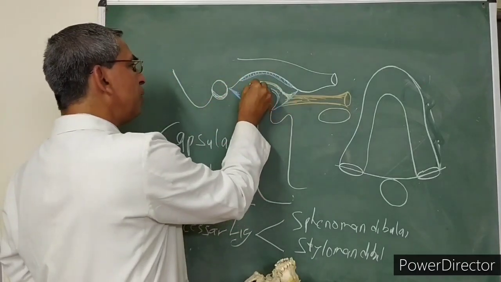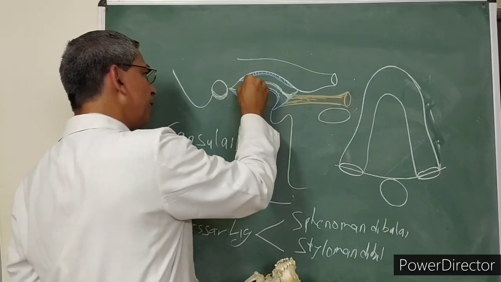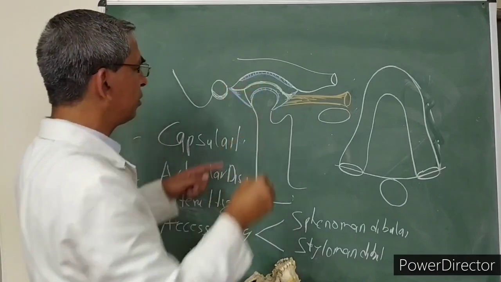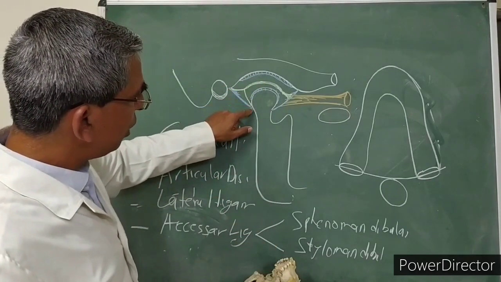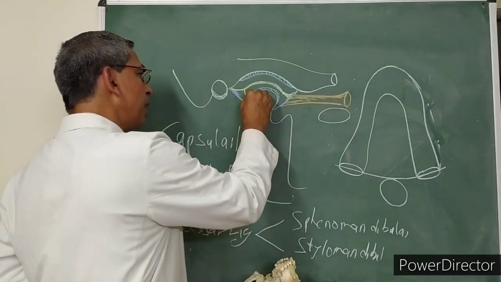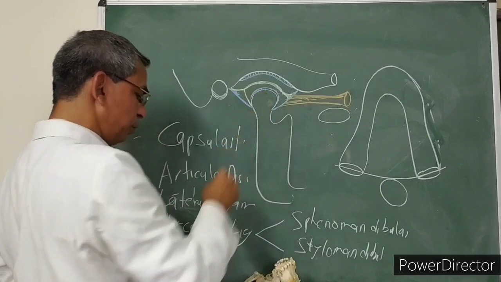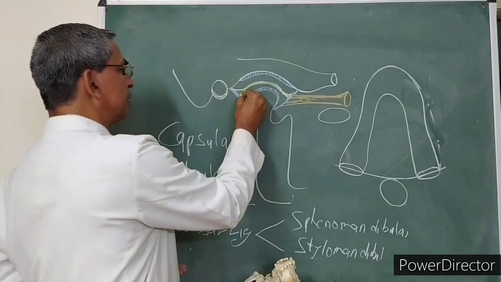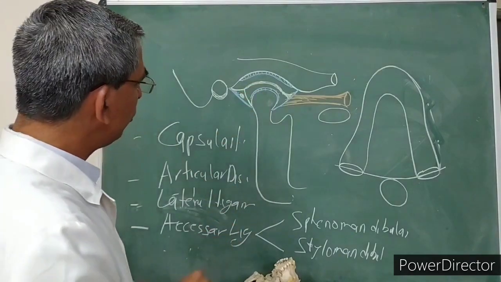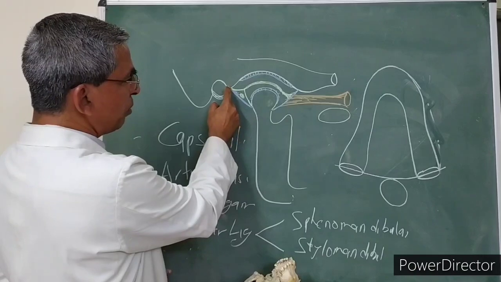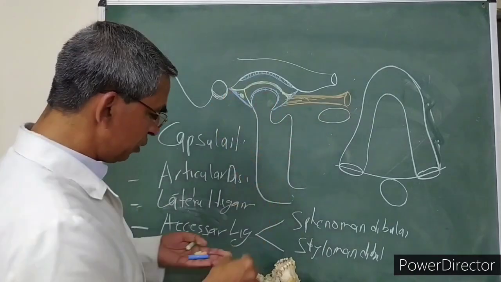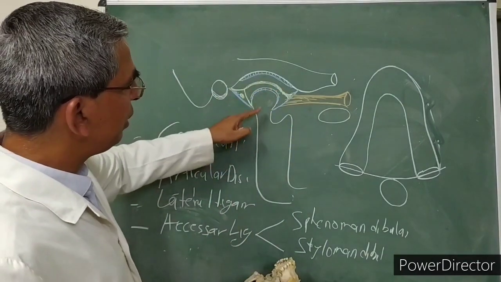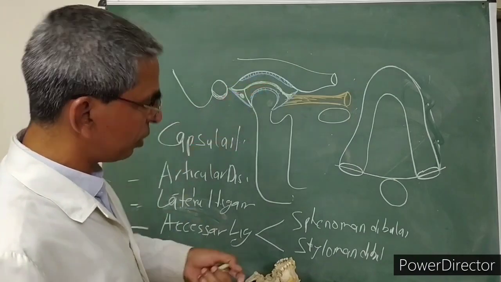Posteriorly this divides into two laminae, the superior lamina and the inferior lamina. The superior lamina is attached at the squamotympanic fissure, and the lower lamina is attached at the neck of the mandible, at the site of the capsular attachment. In between these two laminae there is the venous plexus. This oval fibrocartilage disc divides the whole joint cavity into two compartments, an upper compartment and a lower compartment.